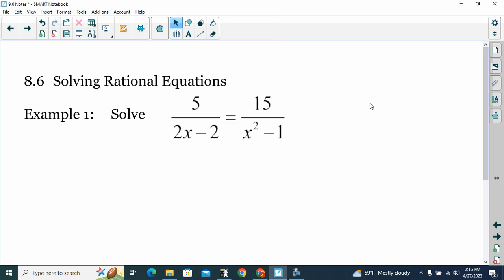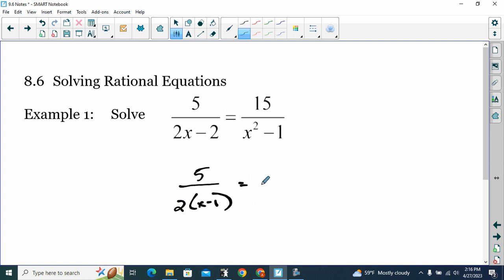5 over 2x minus 2 is equal to 15 over x squared minus 1. We're going to start by factoring all of our denominators. So 2x minus 2, I can take a 2 out. X squared minus 1, I can factor to x plus 1 and x minus 1. And then we're going to take a look at all the denominators. 2 times x minus 1, x plus 1 times x minus 1.